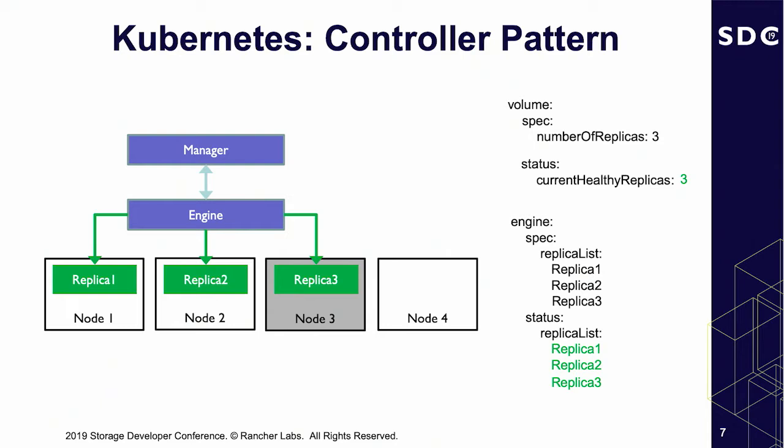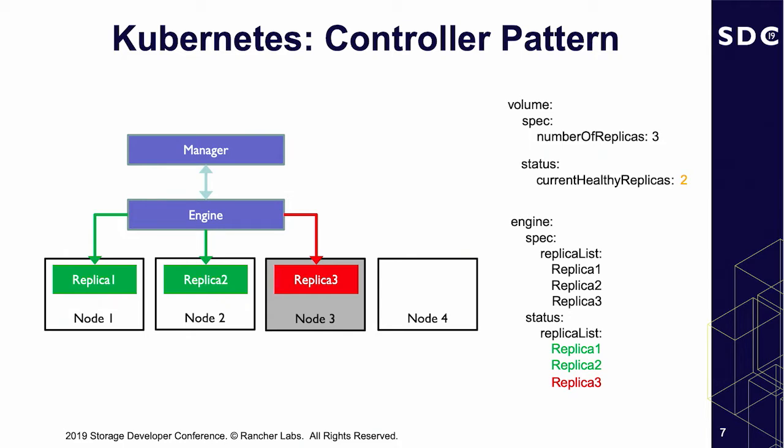Unfortunately, for some reason we don't really know, we lost 1 node. The engine, because the data plane is running, is constantly monitoring all the connections, immediately notices that, and observes that replica 3 is red, it's in error state, so it changes the status to error. And you can see the red on replica 3.